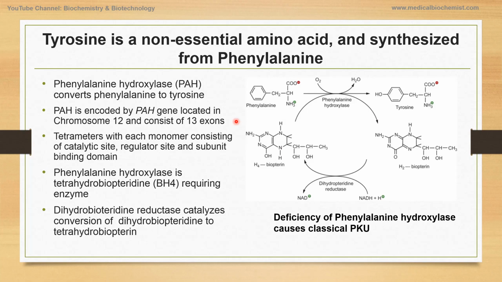This phenylalanine hydroxylase requires one cofactor, that is tetrahydrobiopterin, for the hydroxylation reaction. This tetrahydrobiopterin is oxidized to dihydrobiopterin during the conversion of phenylalanine to tyrosine. And for its activity, again, this dihydrobiopterin is converted into tetrahydrobiopterin by an enzyme, dihydropteridine reductase.